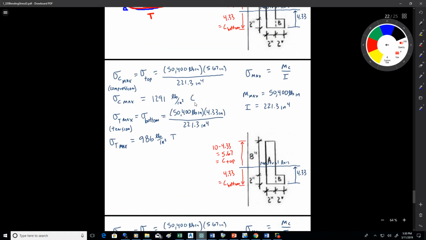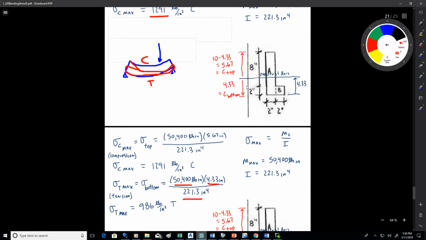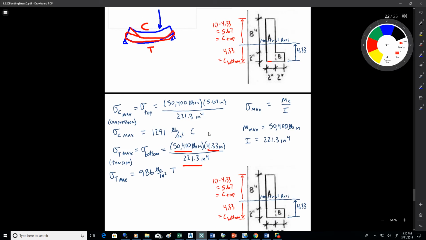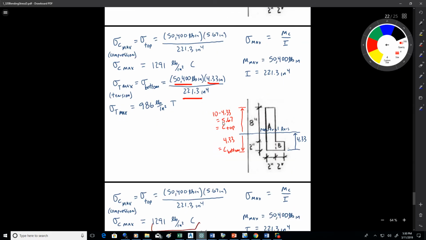We can do a similar calculation here for the tensile stress. It's the same moment and the same I. What differs is the c, because now we're using the c to the bottom of the beam where the tension is. Use the maximum distance there from the neutral axis to the bottom of the beam. It's 4.33. And the tensile stress there, for the maximum tensile stress in the beam, is 986. So in most structural engineering, we'd use the same beam for the entire length. These would be our design values.